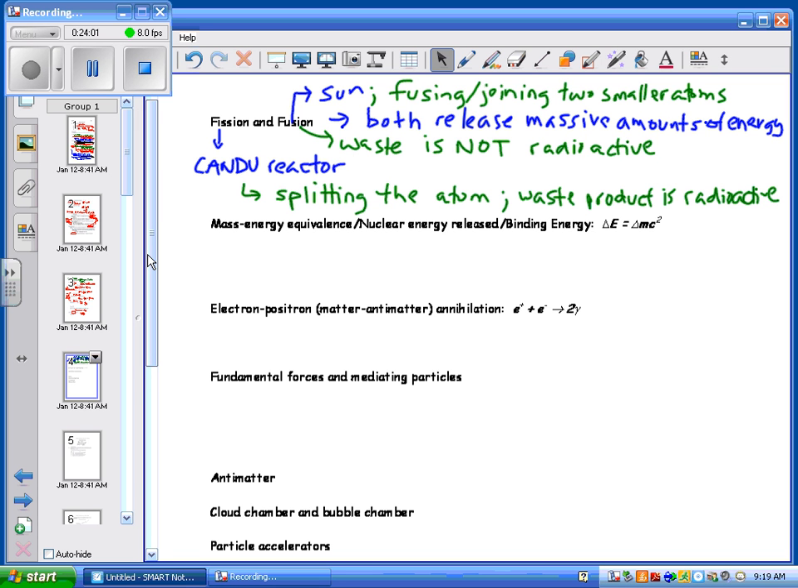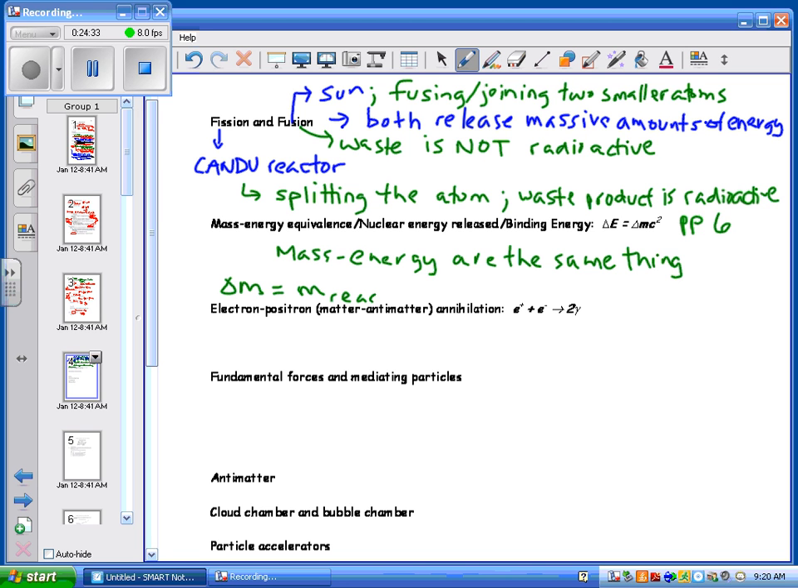Mass energy equivalence relates to nuclear energy release and binding energy, so delta E equals delta m c squared, which just says that mass and energy are the same thing. And there's a physics principle for conservation of mass energy. It's physics principle 6. In terms of a fission and fusion reaction, delta m is just the mass of the reactants minus the mass of the products.